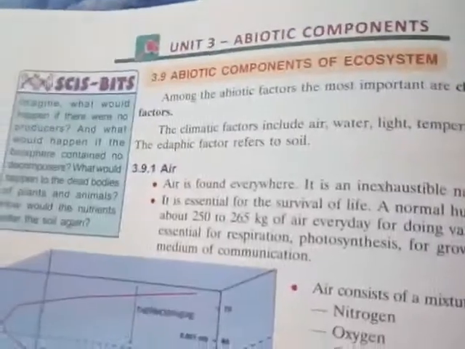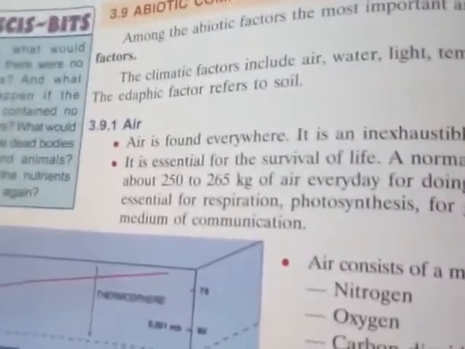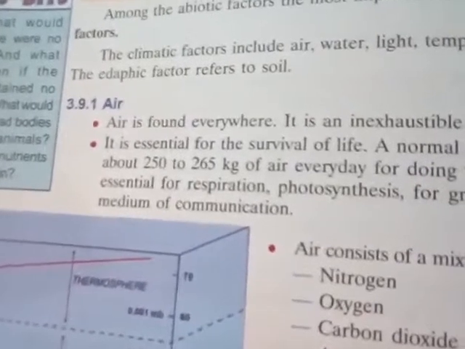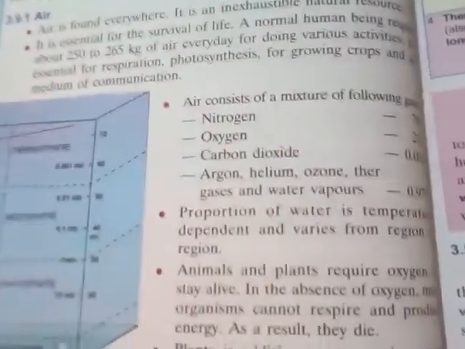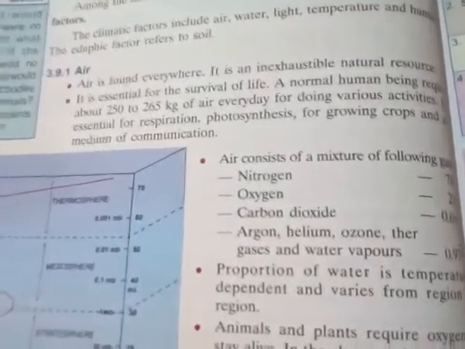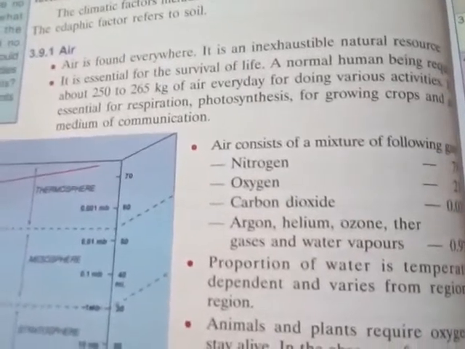So now, the air. In the case of abiotic components, the envelope of air that surrounds the earth is called the atmosphere. Air consists of different kinds of gases like nitrogen, oxygen, carbon dioxide, some inert gases like argon and helium, and some water vapor is also present.